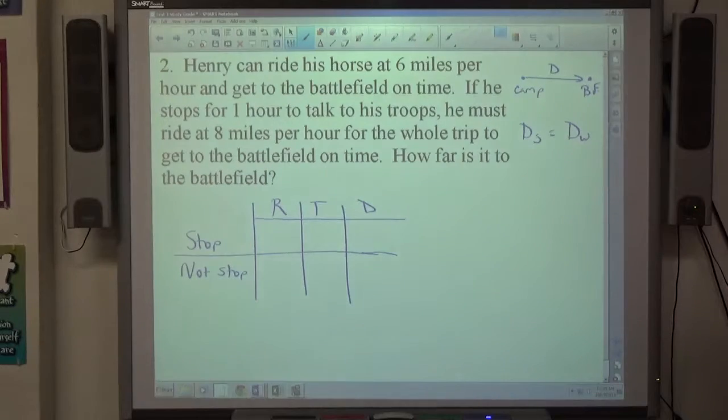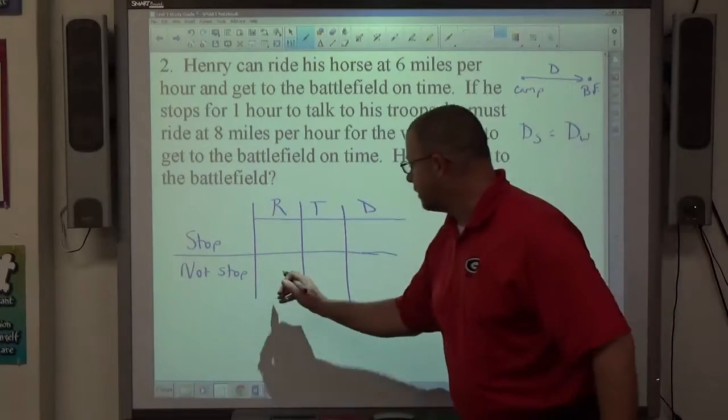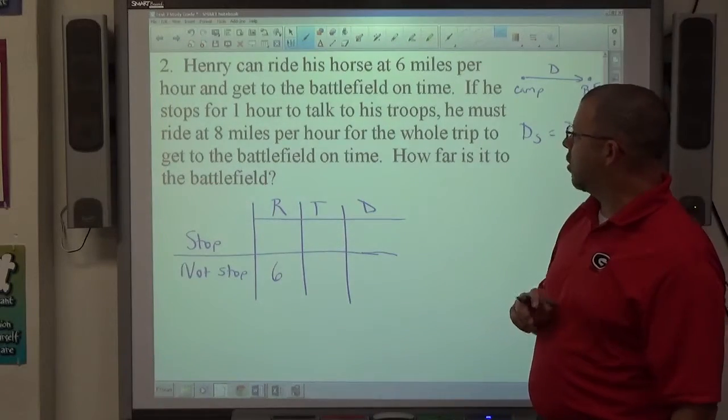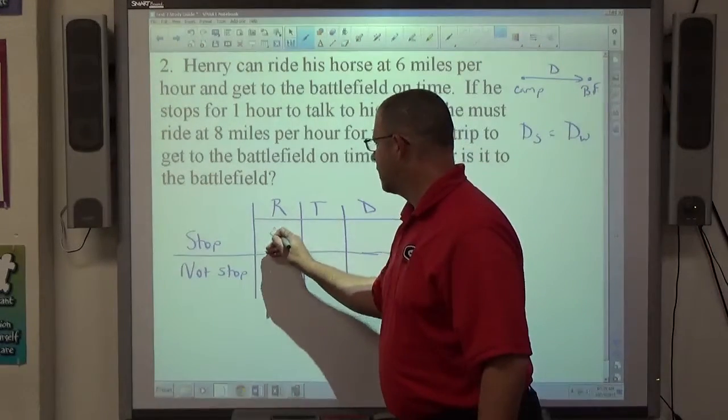It says he can ride his horse at 6 miles per hour to get to the battlefield on time. That's without stopping. If he stops for the hour, he has to go at 8 miles per hour.